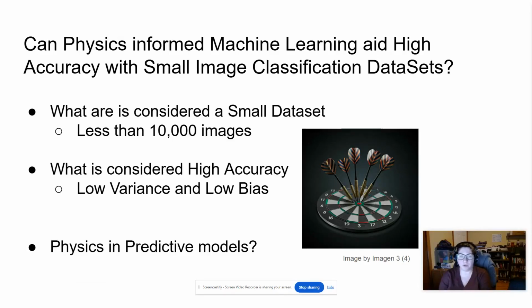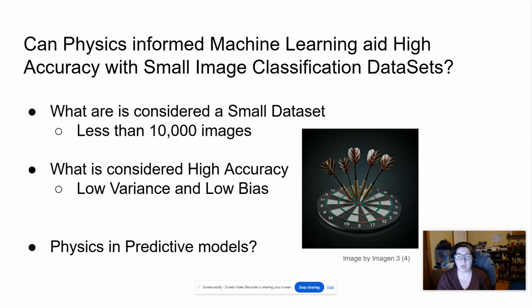So the main research question of this project is, can physics-informed machine learning improve accuracy of small sets of image classifiers? And what I mean by small data here is image classifiers that are less than 10,000 images in a data set.